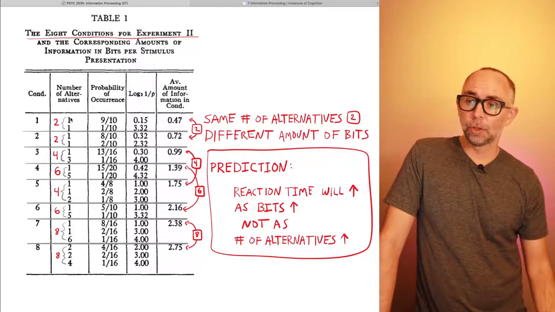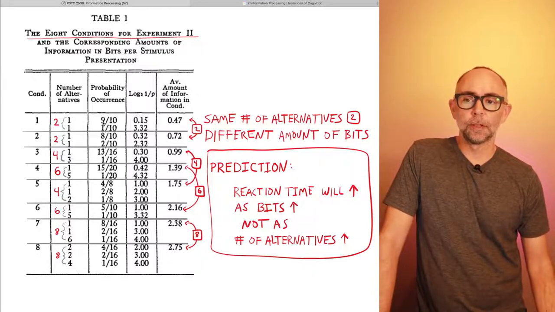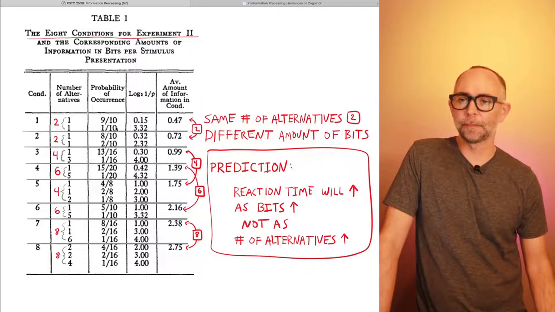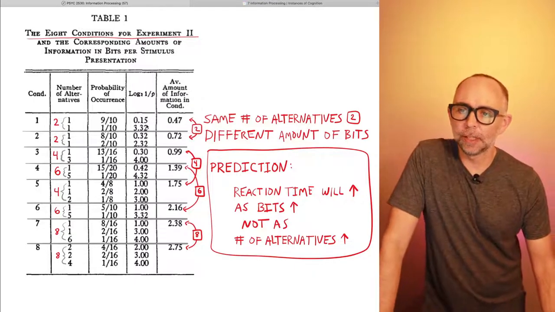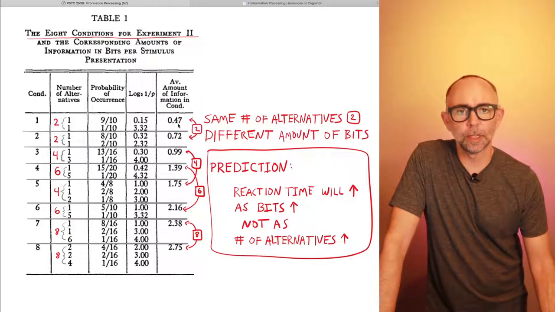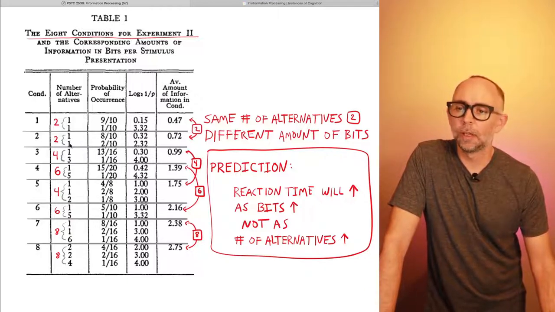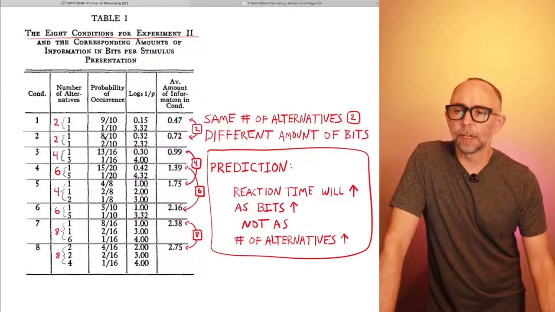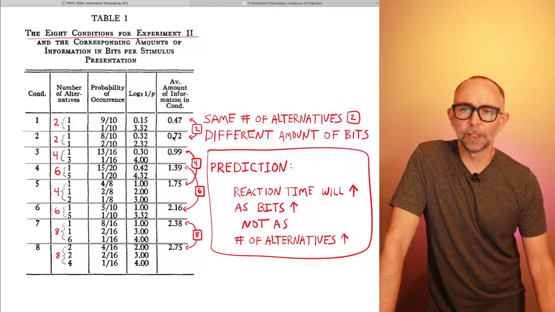The first one had two alternatives. The probability of the first alternative was very high. 9 out of 10 times you get the first thing. 1 out of 10 times you get the second thing. So this was a predictable situation, and he calculated the amount of information there to be 0.47. In a second condition, look what happened. Here we have, again, two alternatives, but the first alternative happens 8 out of 10 times, so it's slightly less predictable. The amount of information is 0.72.